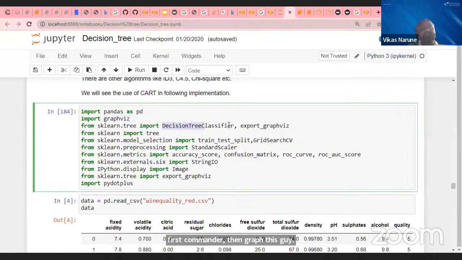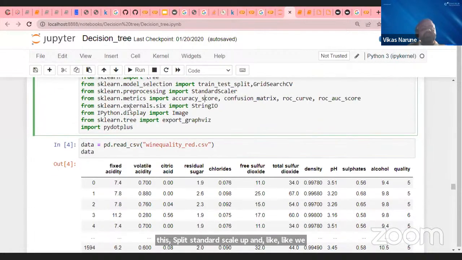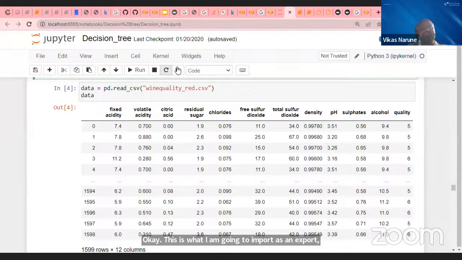Then I'm calling my DecisionTreeClassifier and export_graphviz. Don't worry, I'll explain what export_graphviz will do. It will show us the graphical representation of whatever tree we are creating. Then I'm calling train_test_split, StandardScaler, and we already discussed confusion matrix, ROC AUC score, and accuracy score. Okay, this is what I'm going to import, guys. Now I am going to take a different dataset. It is a multi-class classification. There are actually 10 to 12 classes, and these classes are about wine quality.